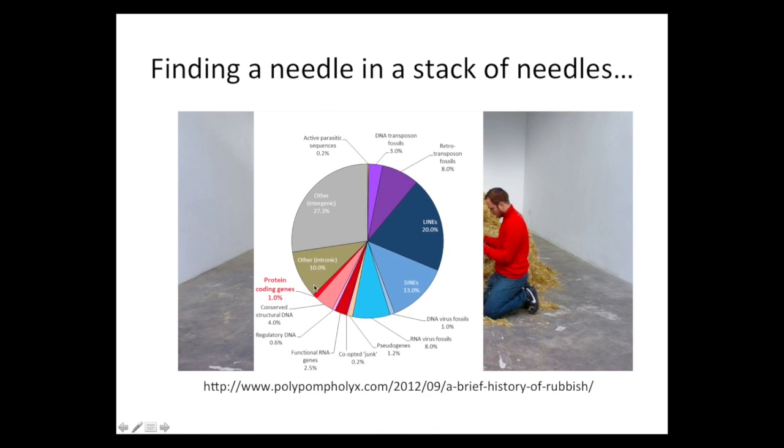I actually got this as a pie chart. It was from a talk called a brief history of rubbish, the history of our DNA. If you actually look at our DNA, most of it is useless. Actually 0.2% of it is active. There are other organisms actually living inside of our DNA, like hitchhikers. There are lots of fossils from previous invasions. We have canine and feline DNA in our genome.